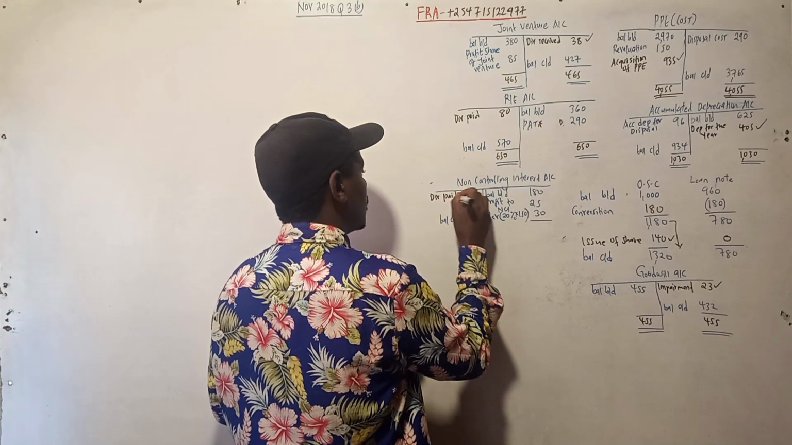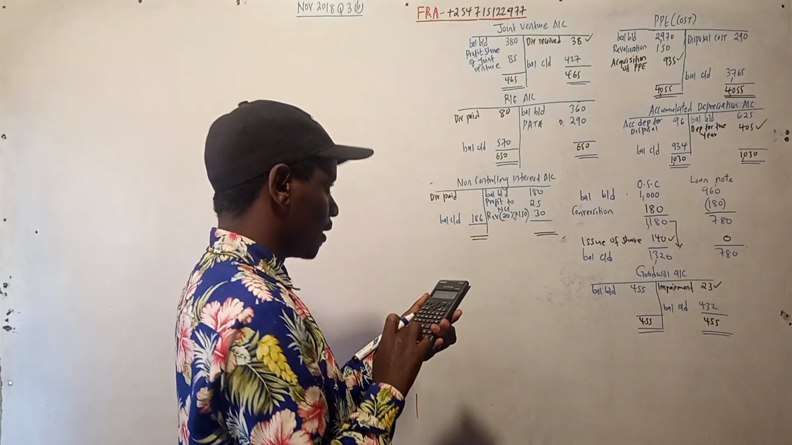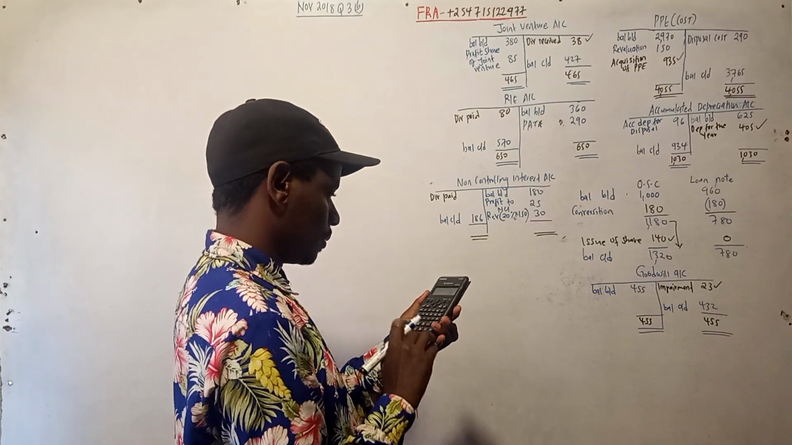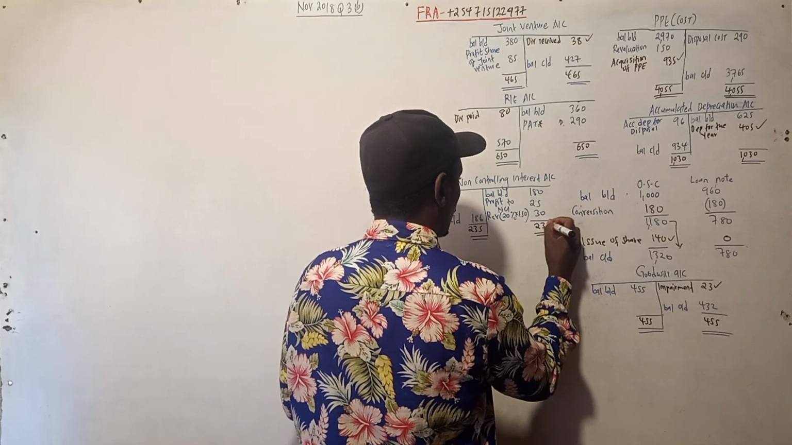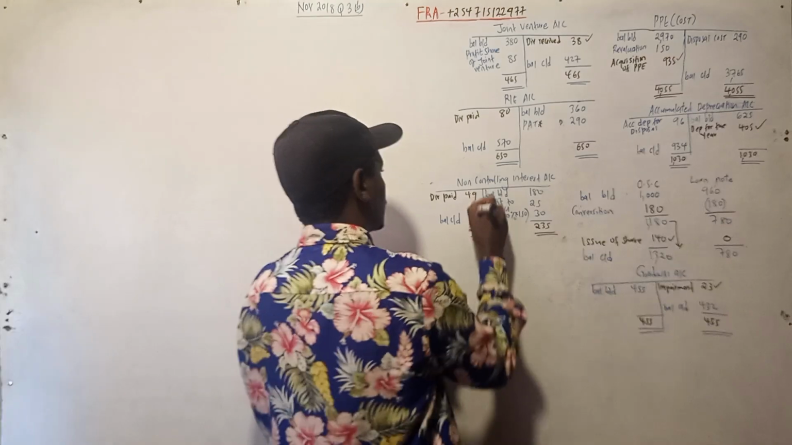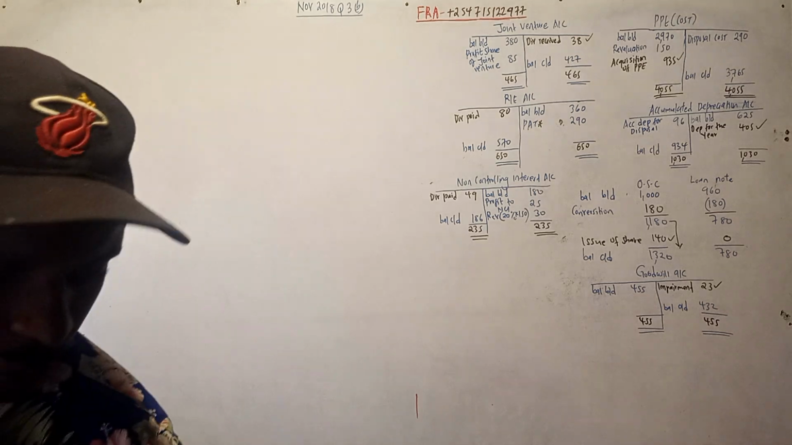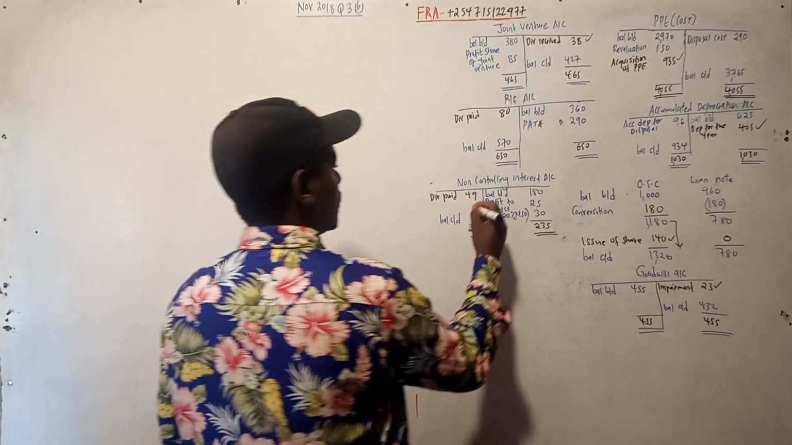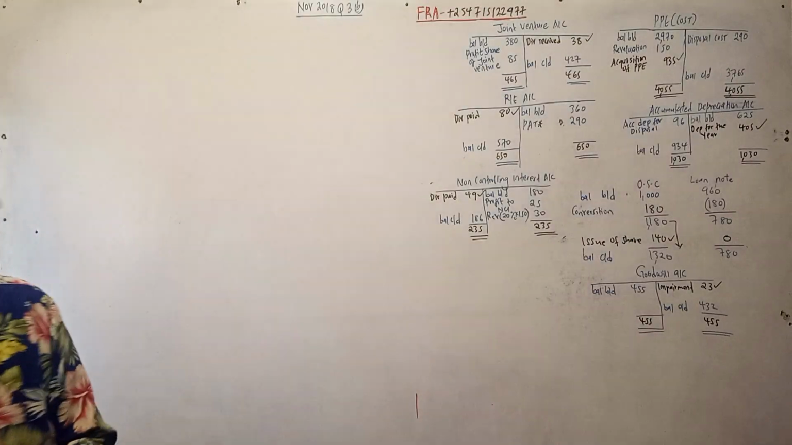Dividend paid. So let us see how much it is. 180 plus 25 plus 30 is 235. Then you less 186. So the dividend paid is 49. That one is the balancing figure. So all the items in black are the balancing figures.